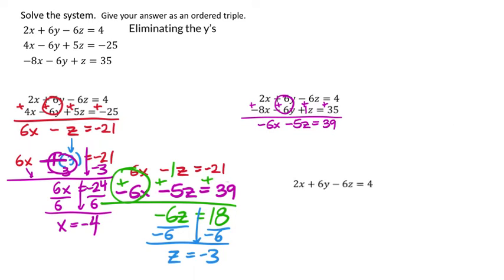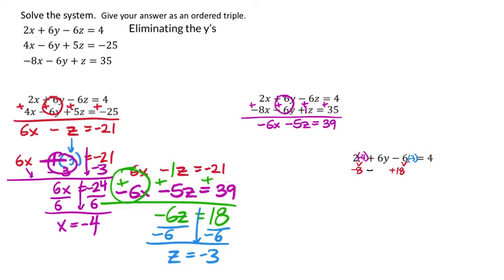Okay, so let's go back to the top equation. But now we know the value of x is negative 4. So let's replace that with negative 4. And then let's replace the z with the value we found, which is negative 3. So all I'm going to do is I'm going to solve this equation for y. So 2 times negative 4 is negative 8. Negative 6 times negative 3 is positive 18.